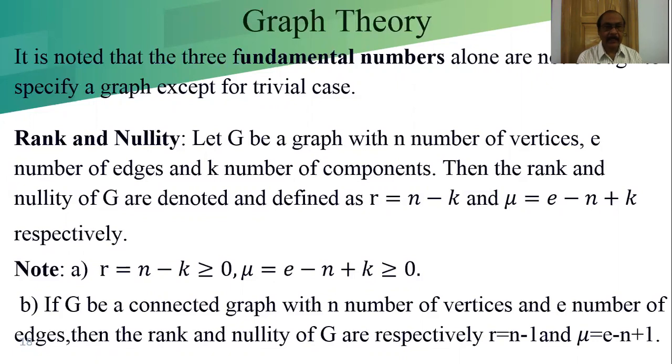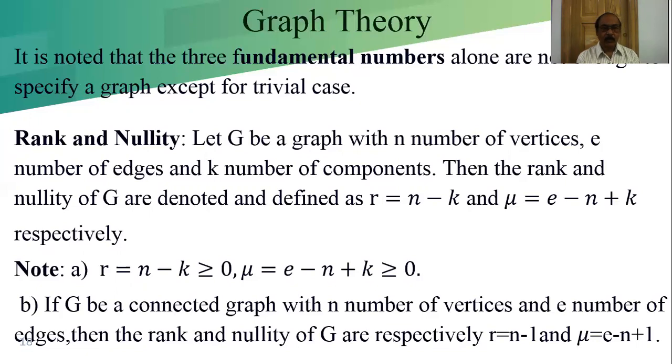Then the rank and the nullity of G are denoted and defined as: rank r equal to n minus k, and nullity mu equal to e minus n plus k, respectively. So what is called the rank? Rank equal to n minus k. K can never be greater than n, so n is greater than or equal to k, and mu equal to e minus n plus k respectively.